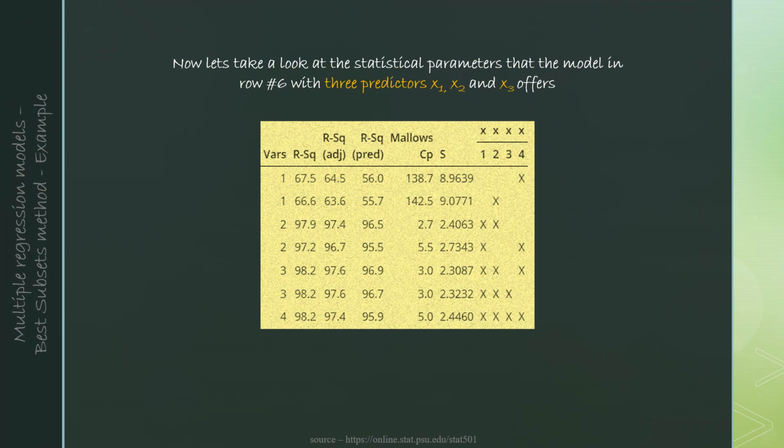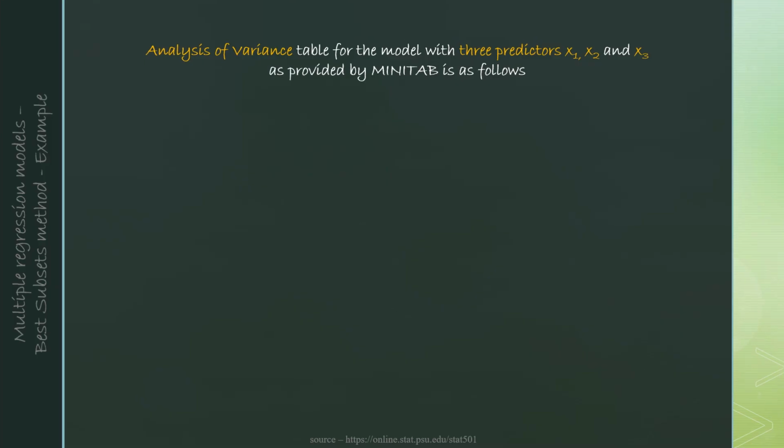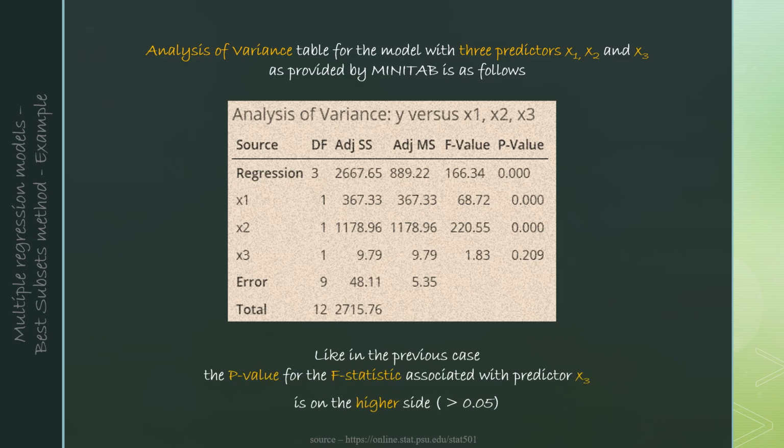Now let's take a look at the statistical parameters that the model in row 6 with 3 predictors x1, x2 and x3 offers. This was one among the 3 models that Mallow-CP criteria suggested. Analysis of variance table for the model with 3 predictors x1, x2 and x3 as provided by Minitab is as follows. Like in the previous case, the p-value for the f-statistic associated with predictor x3 is on the higher side. It's greater than 0.05.